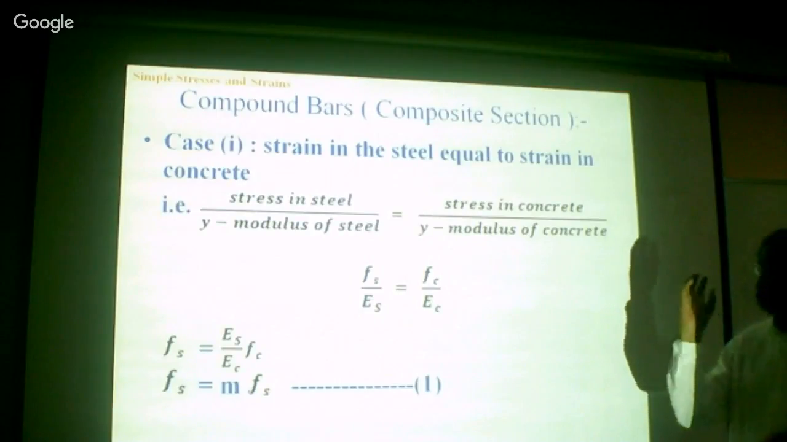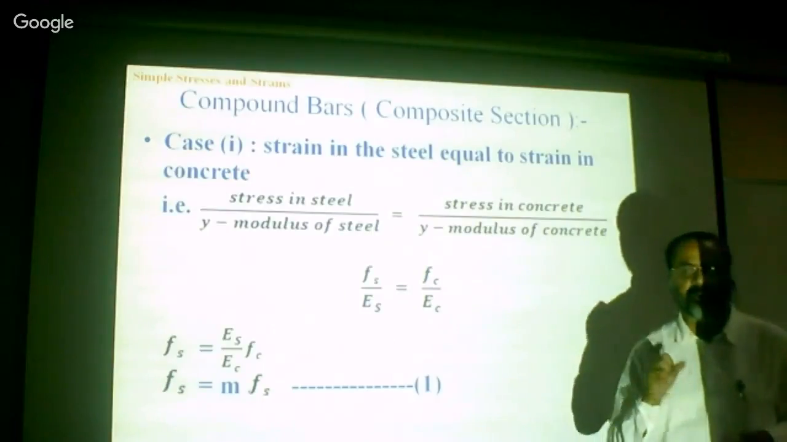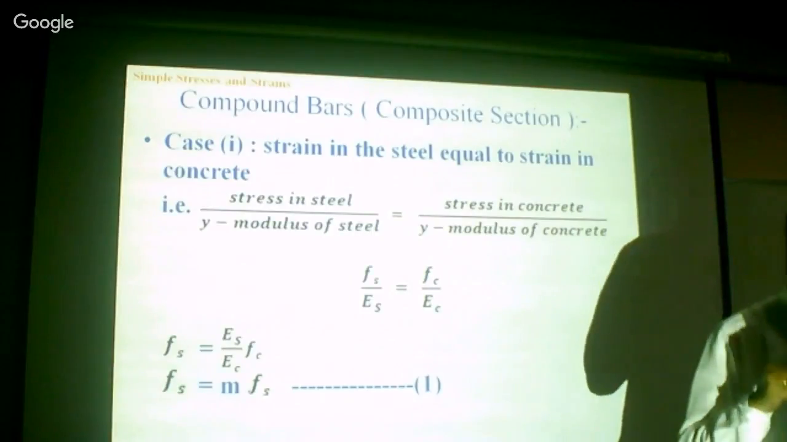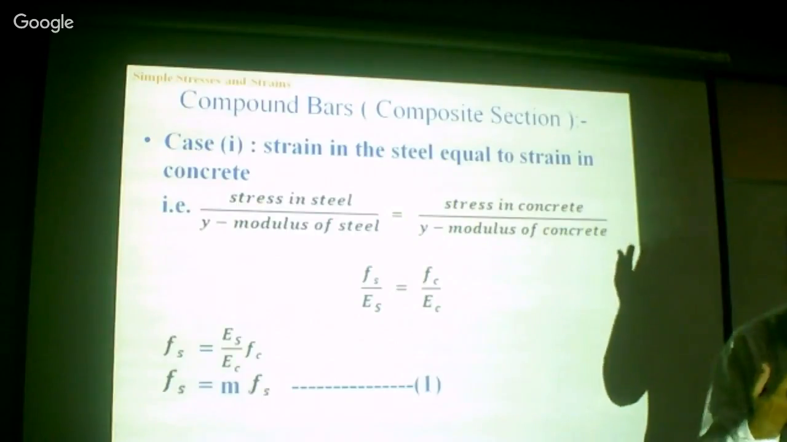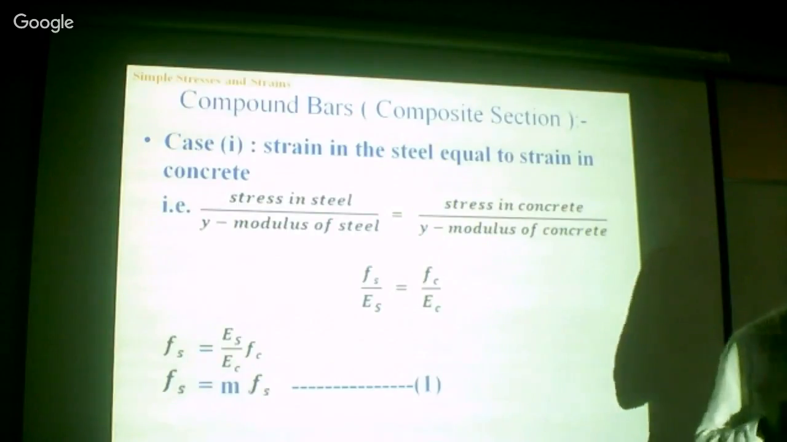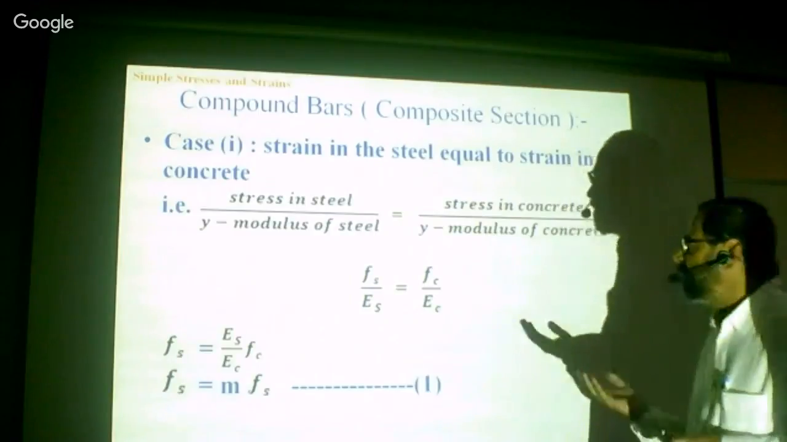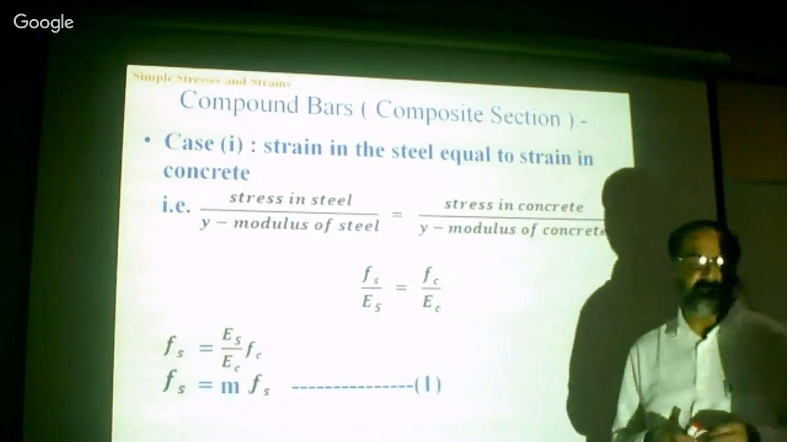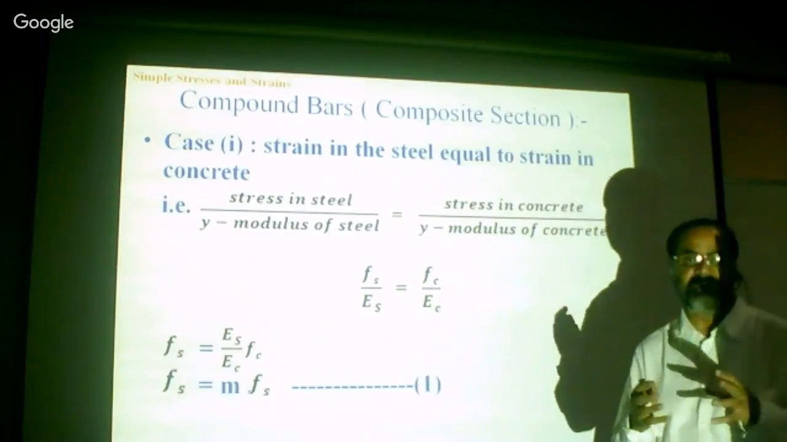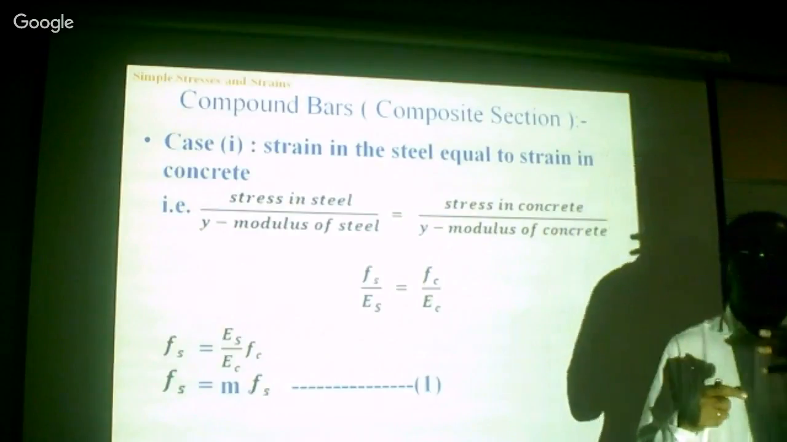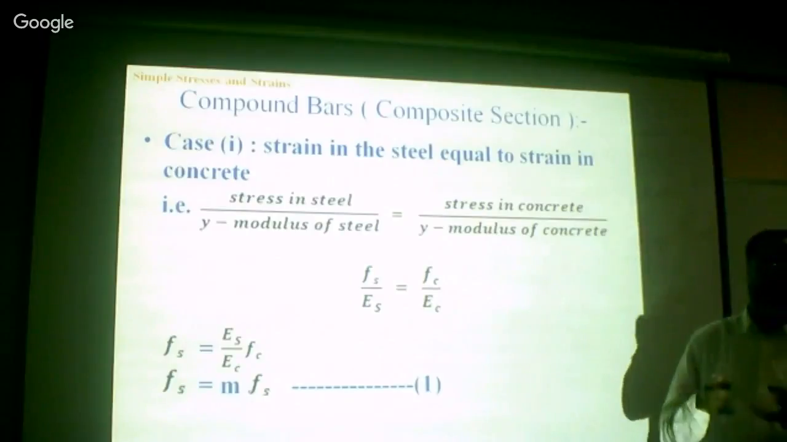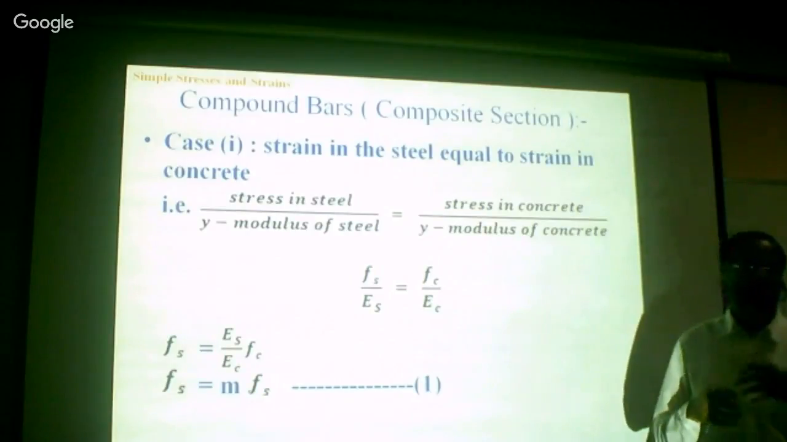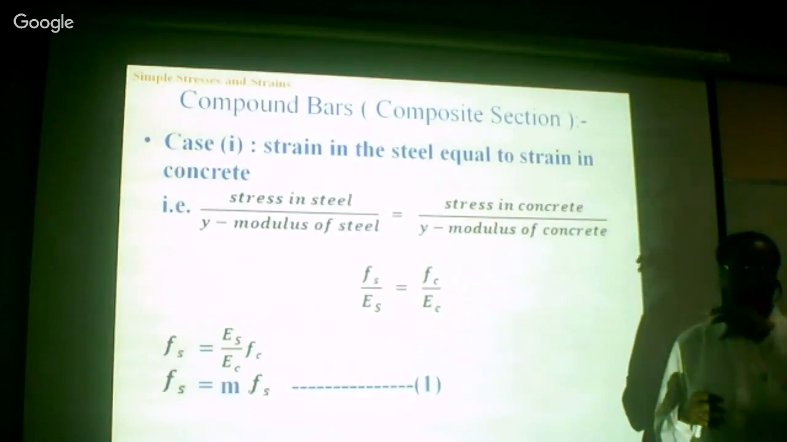Now the other topic is compound bars. Let me discuss these compound bars and the rest in the next class, that is on Thursday. On Thursday I will take this up. We will discuss compound bars. A compound bar means a combination of two or more materials, a load resisting element combining two or more materials.